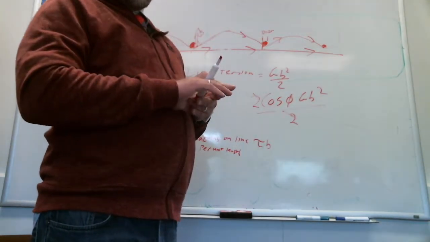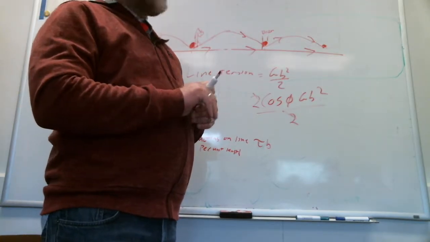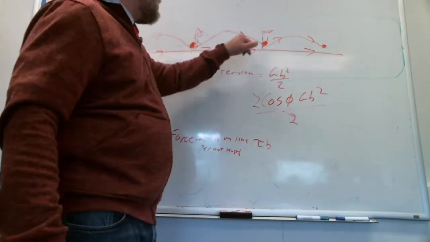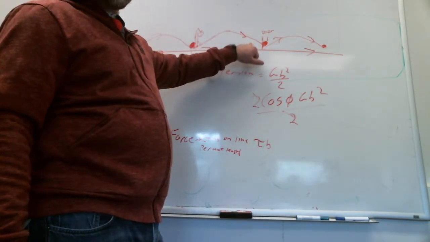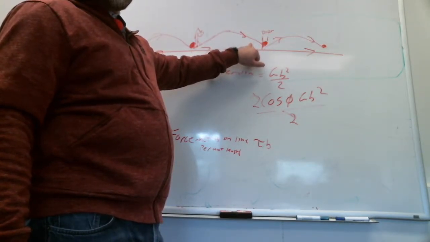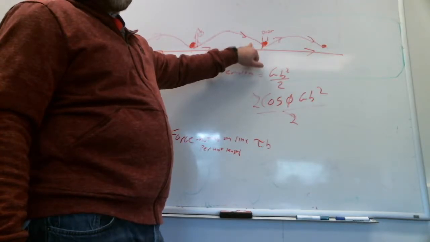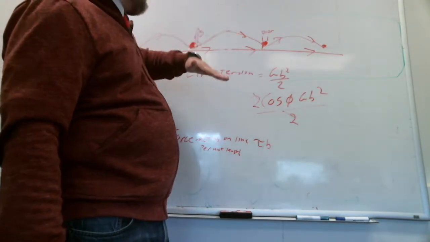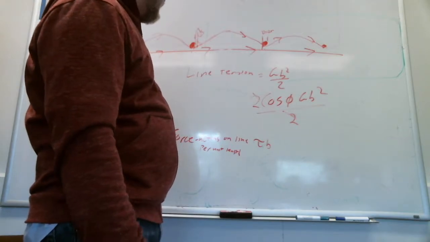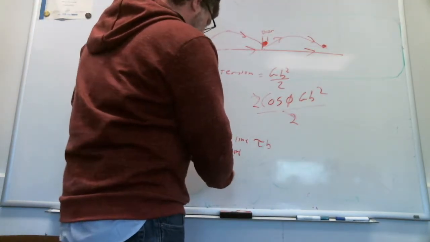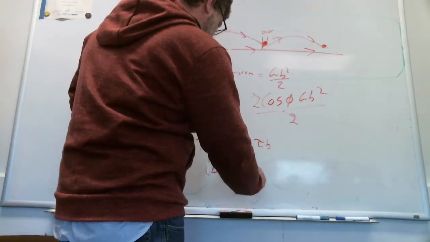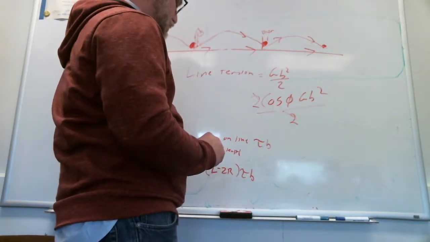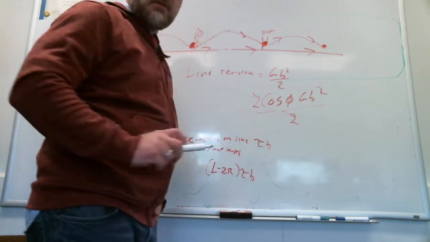Right? And now we want to convert this to force on this dislocation line per obstacle. And so only the length perpendicular to the shear stress is going to matter. So we can call that (L minus 2R) tau B.